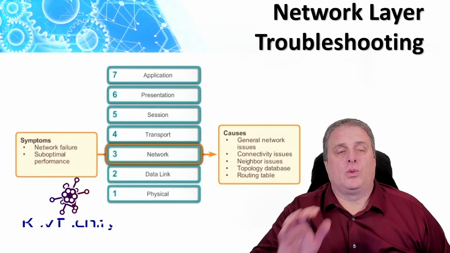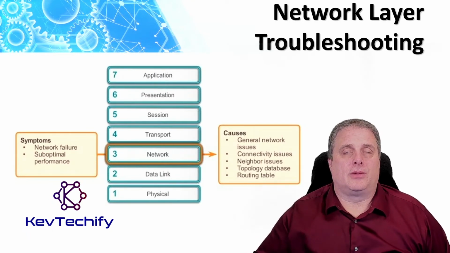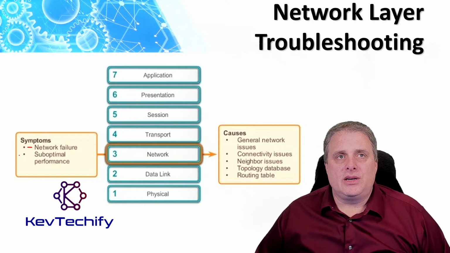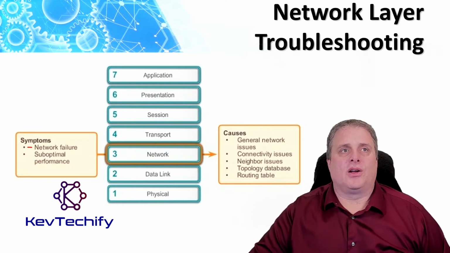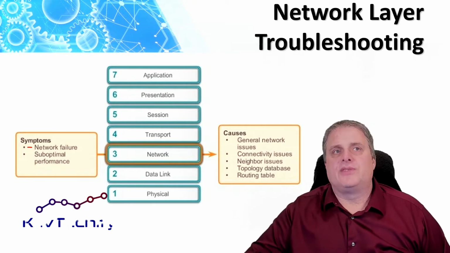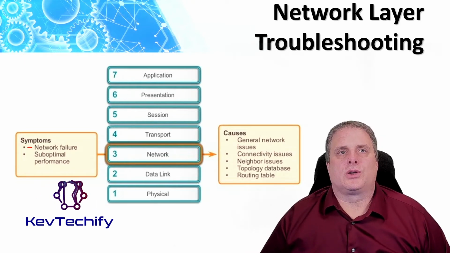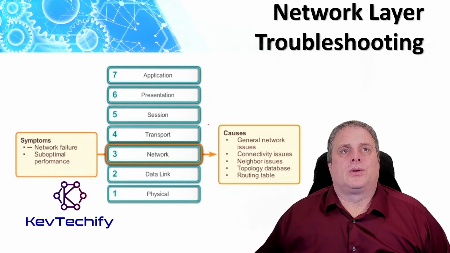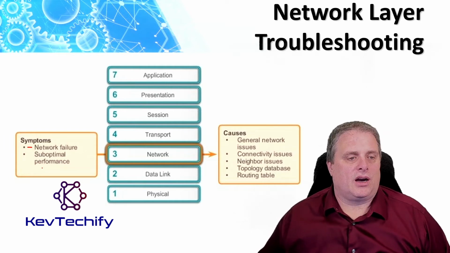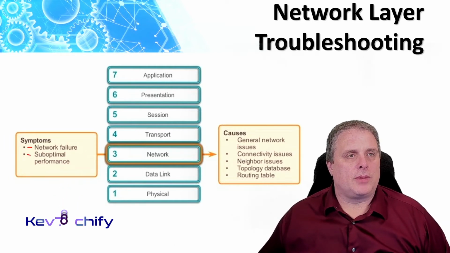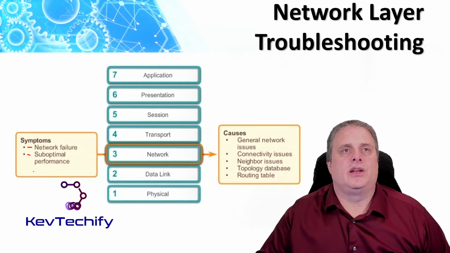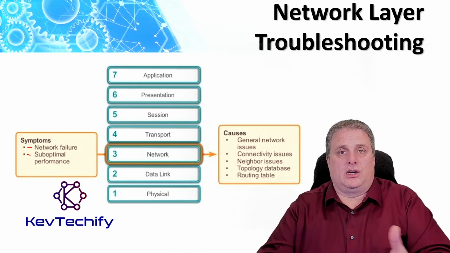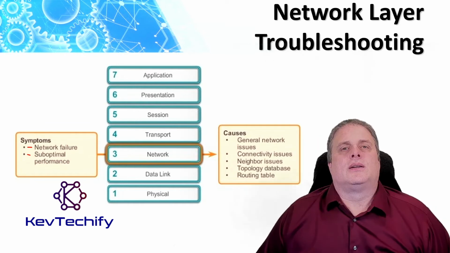Symptoms at the network layer when troubleshooting include network failure and suboptimal performance. Symptom of network failure occurs when the network is nearly or completely non-functional, affecting all users and applications on the network. These failures are usually noticed quickly by users and networking administrators, and obviously critical to the productivity of your company. The symptom of suboptimal performance, these involve a subset of users, applications, destinations, or traffic. So just a set of them. It's not the entire network. It's just a portion of it.